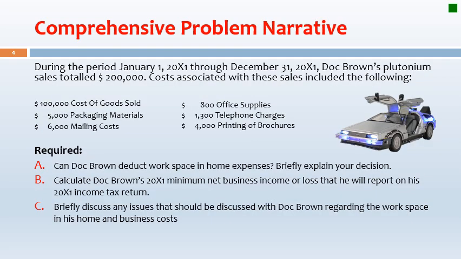As we continue the narrative here, we can see that throughout the year, the plutonium sales totaled 200 grand, and he had some additional costs. So the costs of the goods that he sold were 100 grand. He's got some packaging materials for shipping this in the mail, some mailing costs, office supplies, telephone charges, and prints off some brochures in order to presumably sell this plutonium. There are 3 requireds here, and I'll read through each of these requireds separately in the rest of the video.